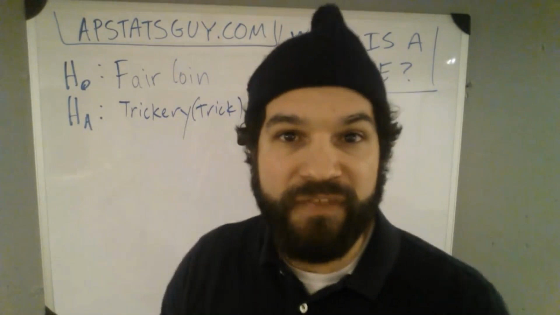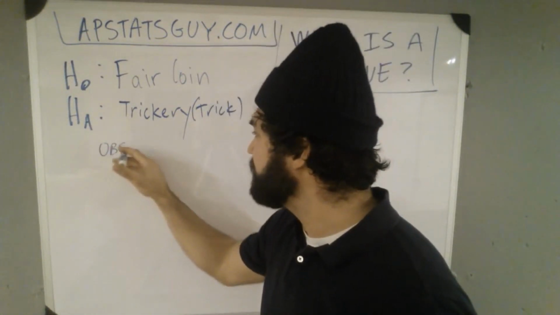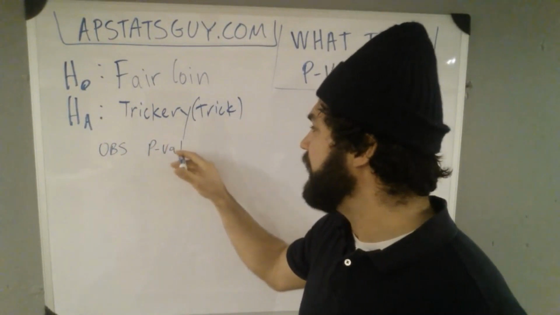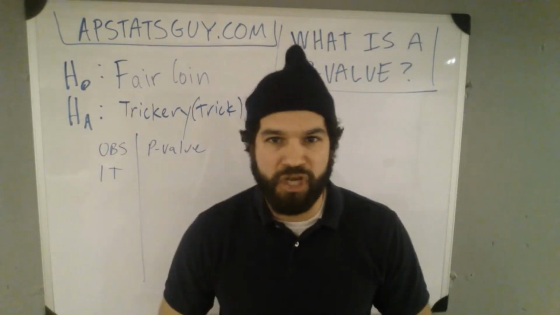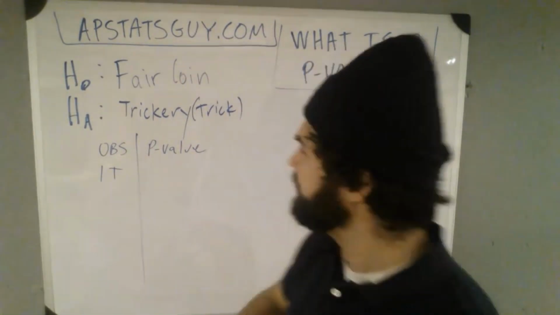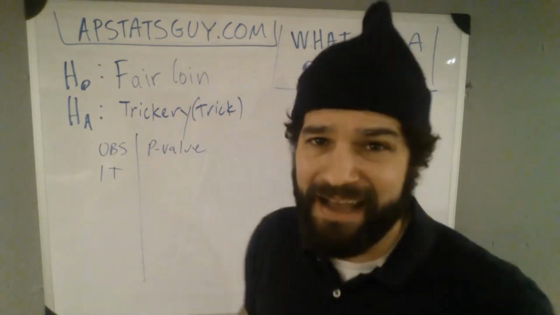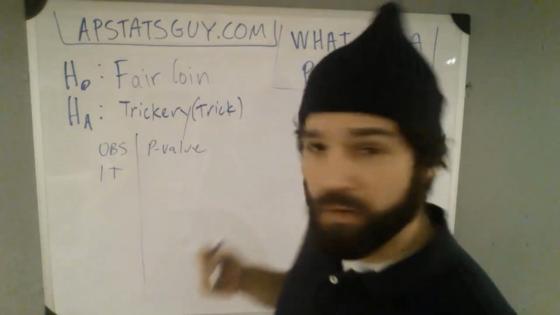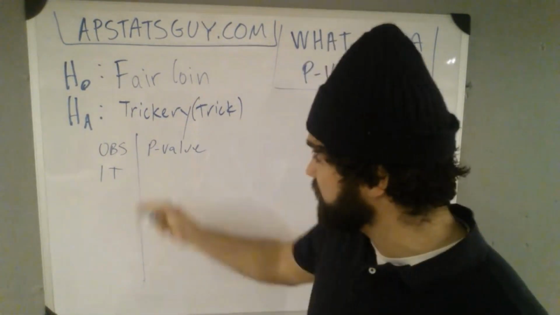Tails. It's tails. So here's our observation, and then I'll put a p-value here. What happened, I observed one tail. Now here's the question. Do you think that this is a trick coin? Is there some trickery going on, or do you think it's a fair coin? You're probably saying, I don't have enough information. Well, you do. Here's your information. Every single time I flipped it, it landed on tails.